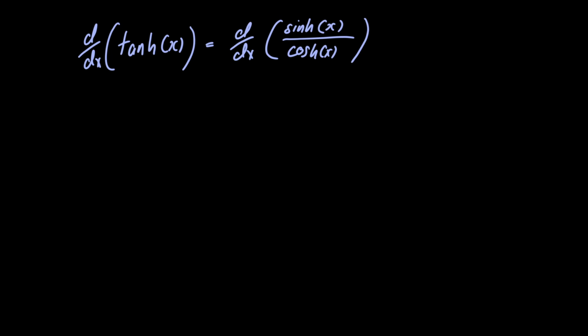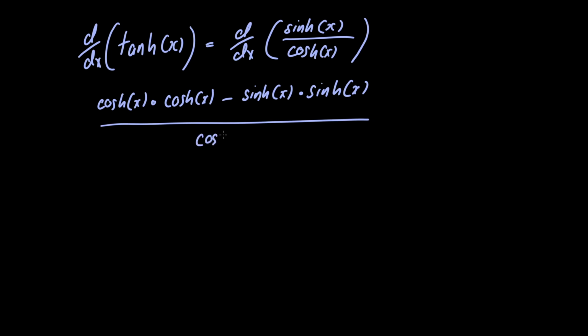So we're going to have hyperbolic cosine of x multiplied by the derivative of the numerator, and that's just the exact same thing, minus hyperbolic sine of x multiplied by the derivative of the denominator, which is just the exact same thing again. And we're going to be dividing by hyperbolic cosine of x all squared.